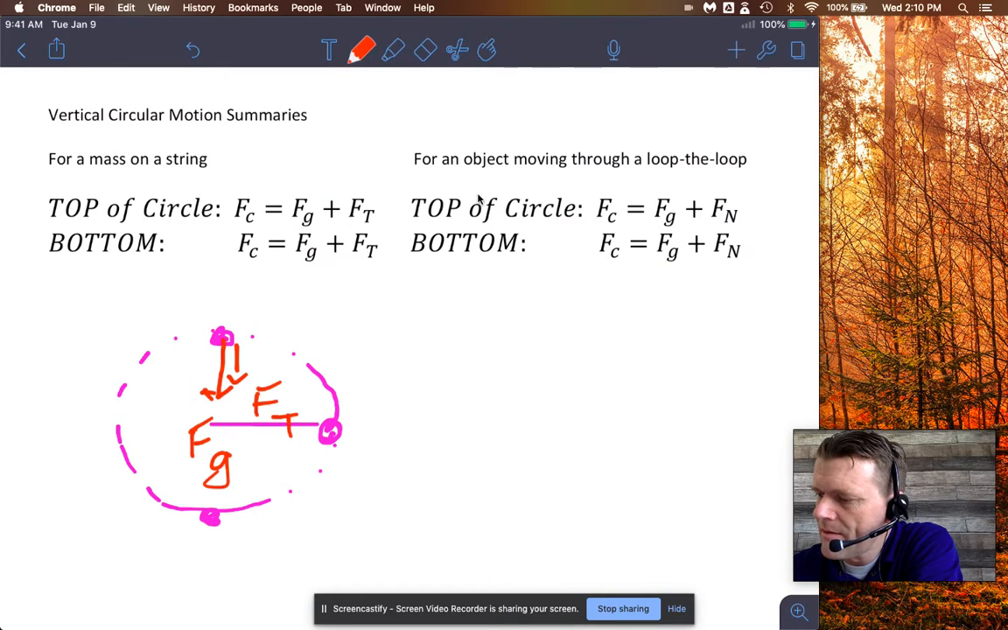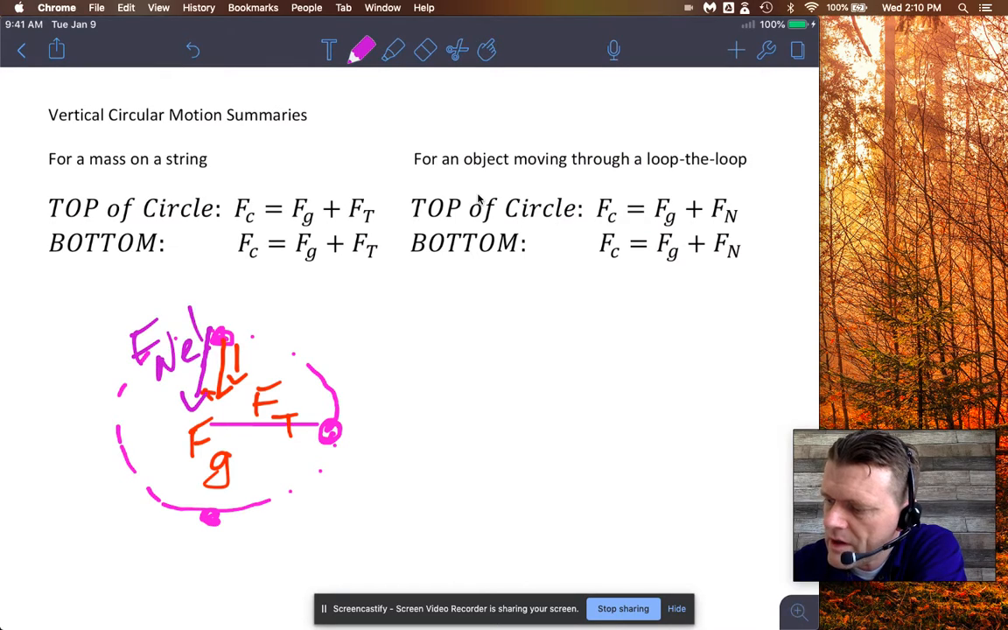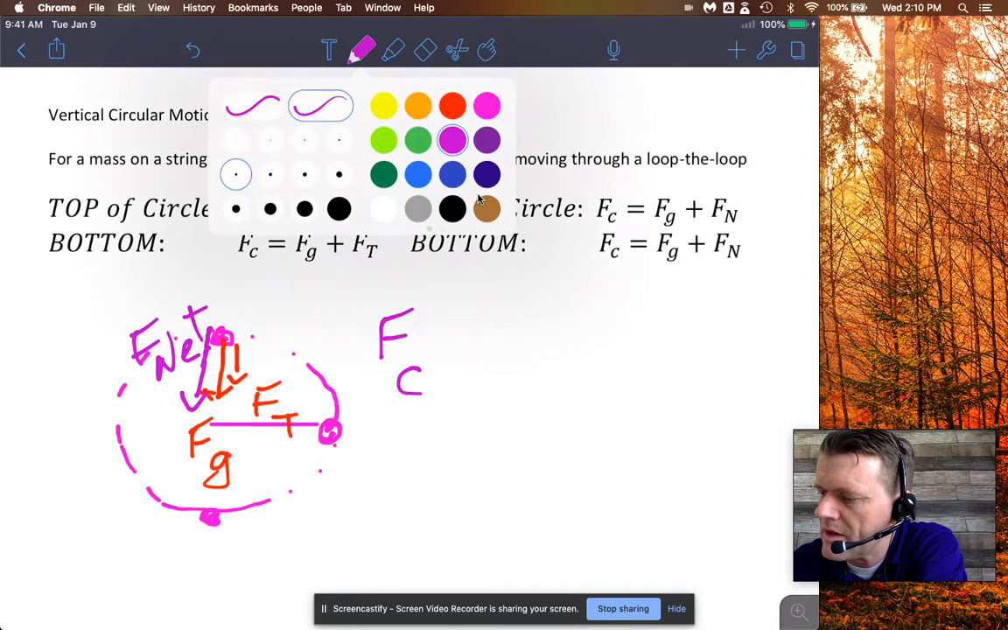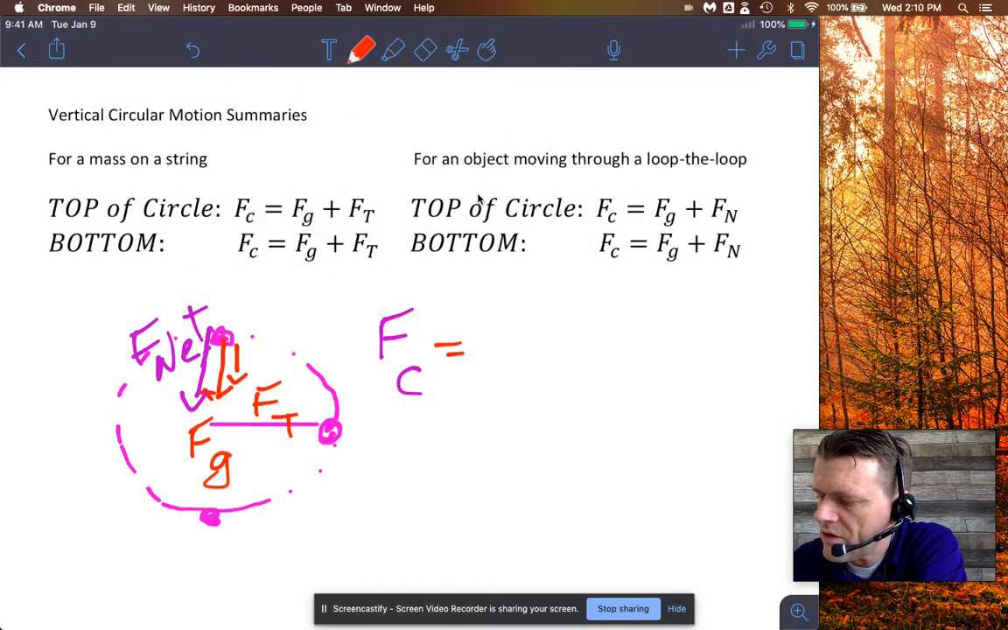So the summary then is this: at the top there is going to be a net force. Okay, and that net force is really going to be Fc. Fc is going to be the net force. The centripetal force is the sum, in this case, of the two forces. So here then we have Fg plus Ft. Okay?